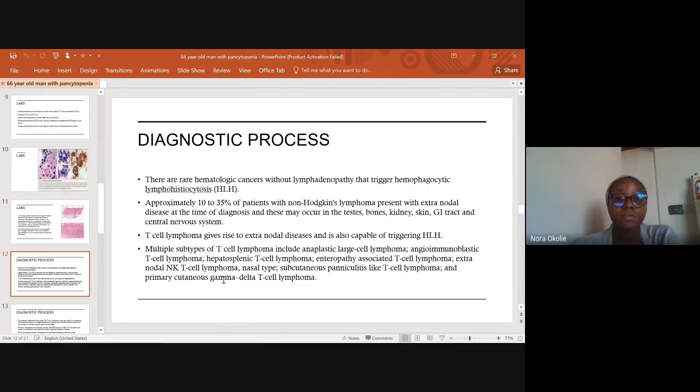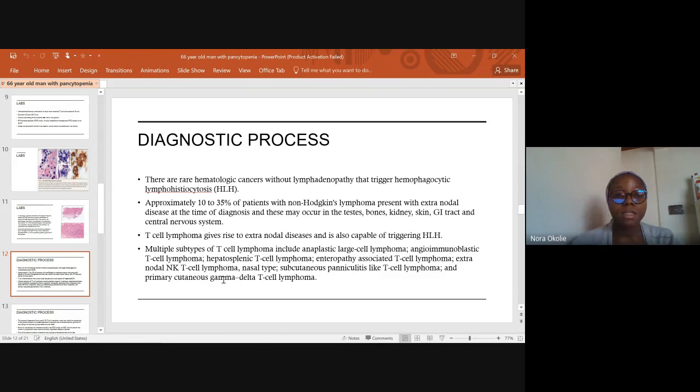There are very few hematologic cancers that can cause hemophagocytic lymphohistiocytosis. Approximately 10 to 35% of patients with non-Hodgkin's lymphoma present with extranodal diseases. These diseases can occur in testes, bone, kidney, skin, GI tract, and central nervous system. And as seen in this patient, the extranodal disease occurred in the skin.